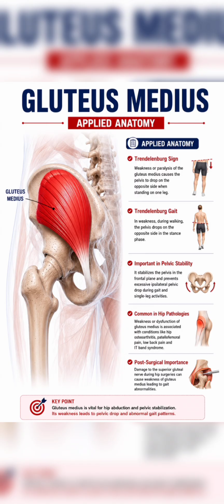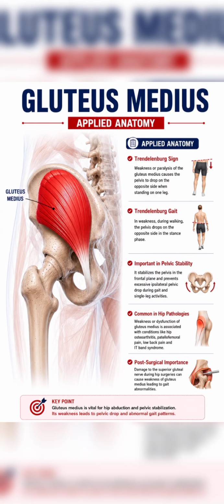So next part is applied aspect, that is applied anatomy. I gave you some points. First one is the Trendelenburg sign. Weakness or paralysis of this muscle, gluteus medius, may cause the pelvis to drop on the opposite side while standing on one leg. You can see that. And Trendelenburg gait: if there is a Trendelenburg sign, there will be a Trendelenburg gait, right? In the weakness, you can see it during walking.